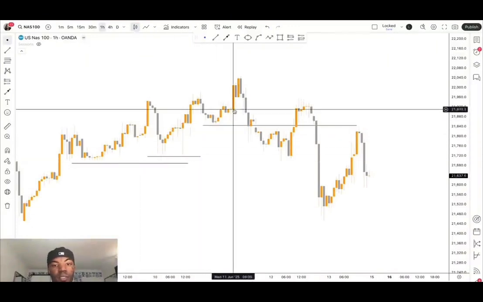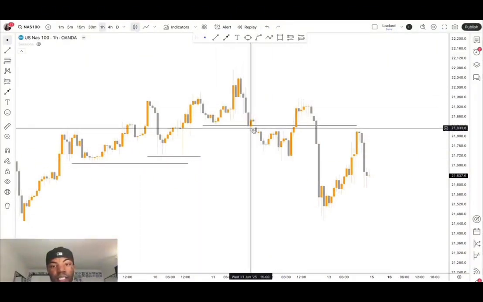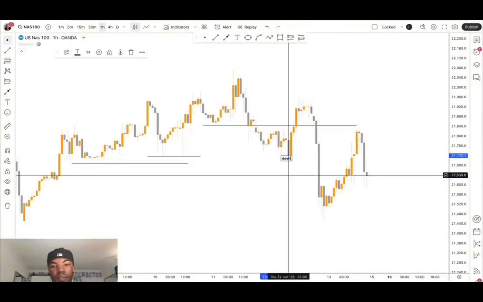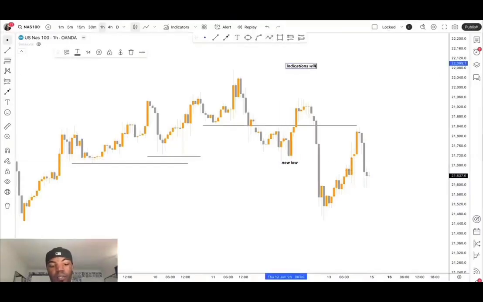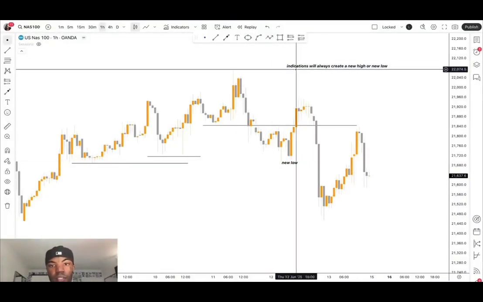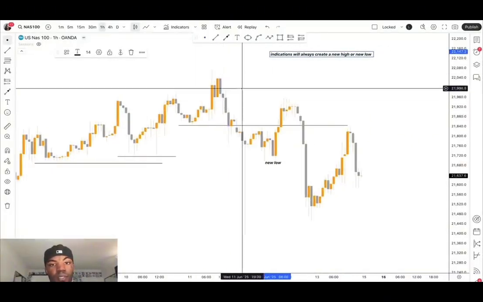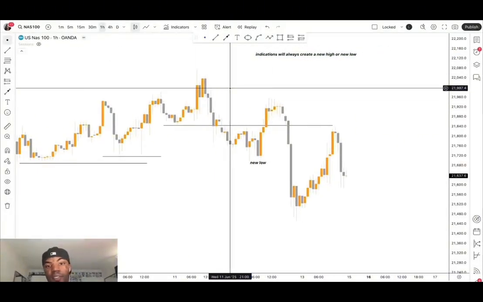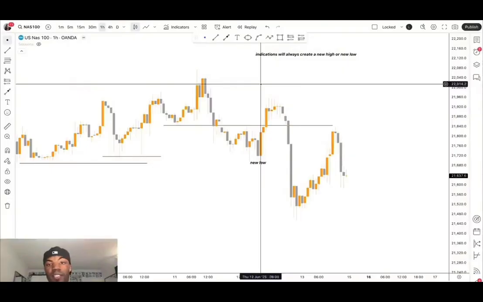As we see this uptrend, we see that price ends up breaking that level and causing an indication. We have a new low, so we're going to mark this as a new low. Remember, indications will always create a new high or new low. So you shouldn't be confused about whether it's making an indication or not. Is it a new high or is it a new low? If it's not either one, it's not an indication.